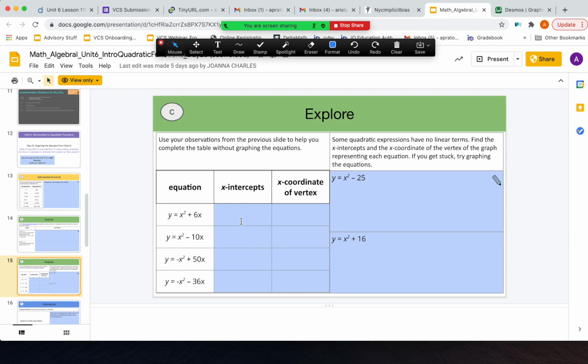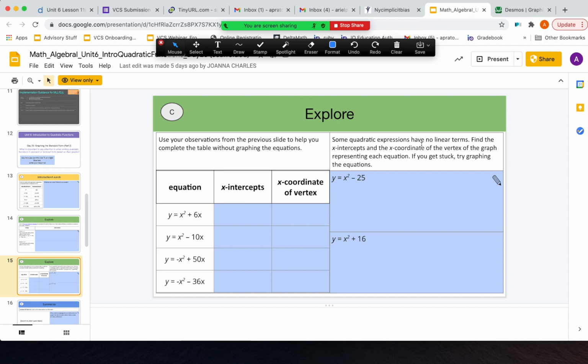Once you have the two x-intercepts, think about the x-coordinate of the vertex. Where does the x-coordinate fall in relation to the two x-intercepts? If you need to use the graphing calculator to help you, please definitely use it, or at least use it to check your work and verify that you have the correct answer for these. See if your predictions and observations are accurate. After completing this, you can go ahead and answer this question, do this one right here.